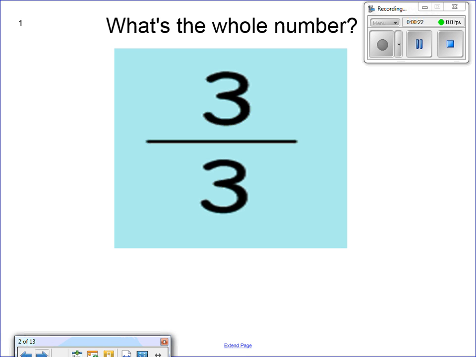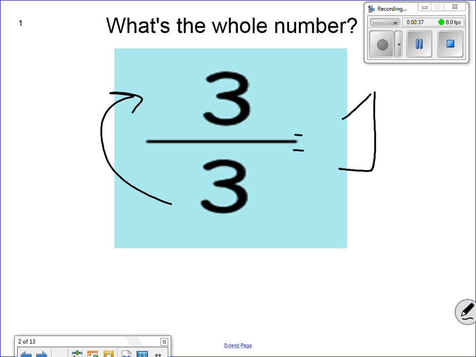We're going to change 3 over 3 into a whole number. So this is when we find out how many of these denominators can go into the numerator. How many 3's can go into 3? Exactly 1. That means this would be 1. We all know that 3 over 3 is 1, but I'm just explaining why it is 1.